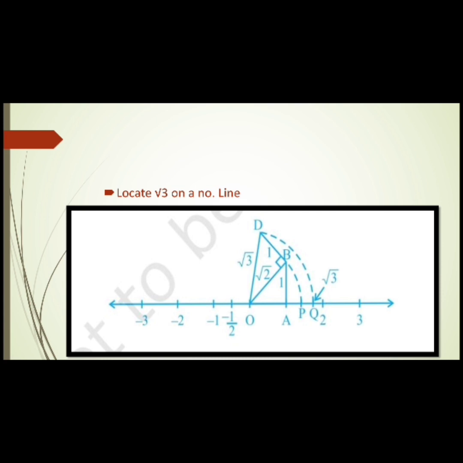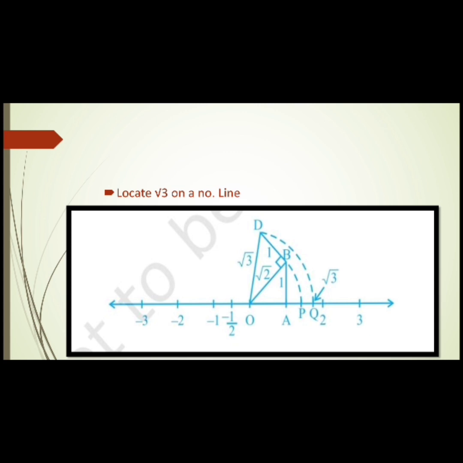Now the same steps as in question number 1. You have to put the compass on point O and open it till D. That means you have to take the radius OD, and with the same compass you have to mark the point Q on the number line. So Q will be under root 3, and if you are asked for under root 2, then you have to take radius OB and mark it on the number line. I hope this is clear. So kindly mention all the points in your notebook and then start revising, so it will be easy for you to understand it.